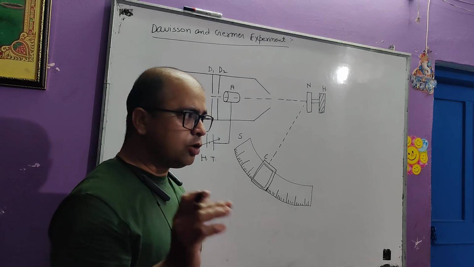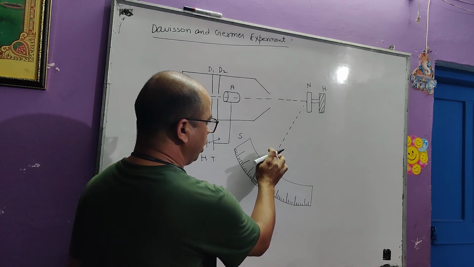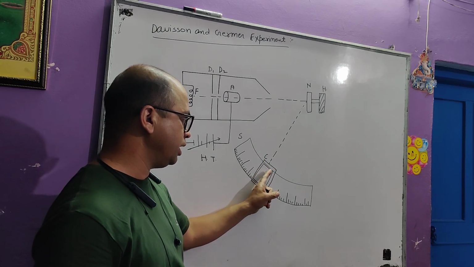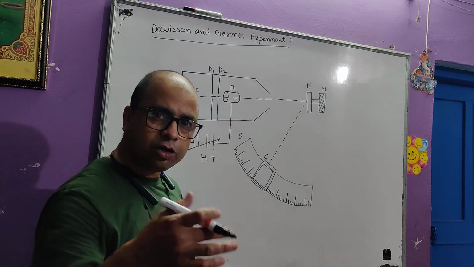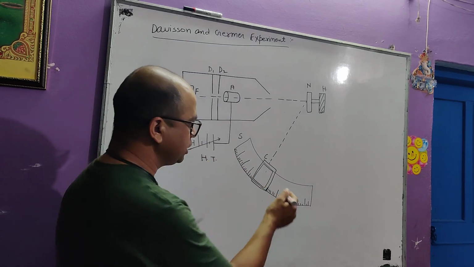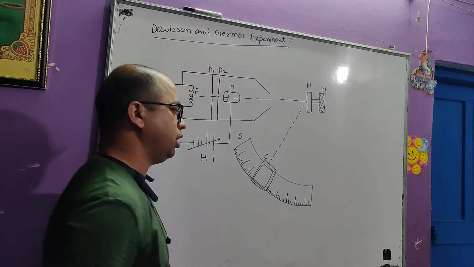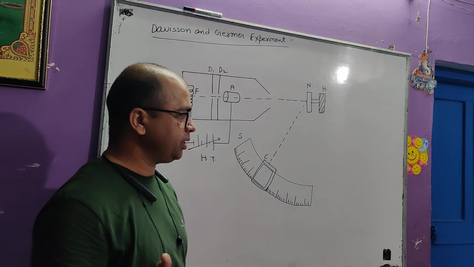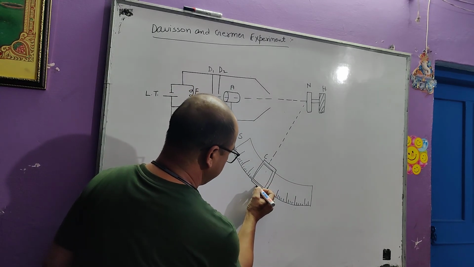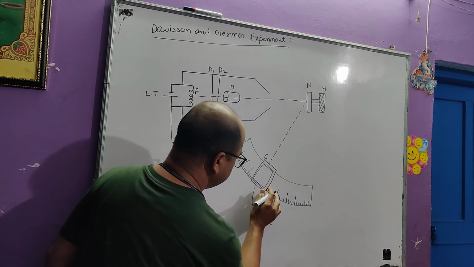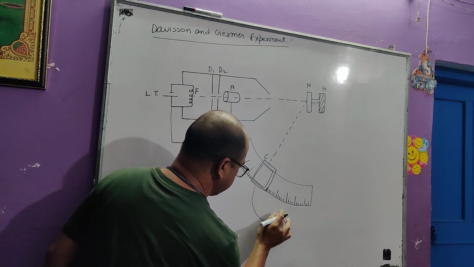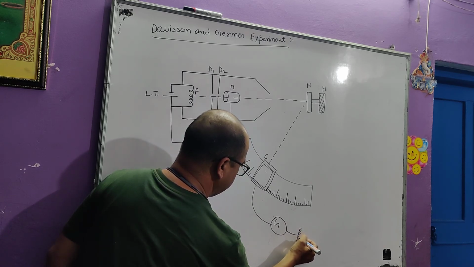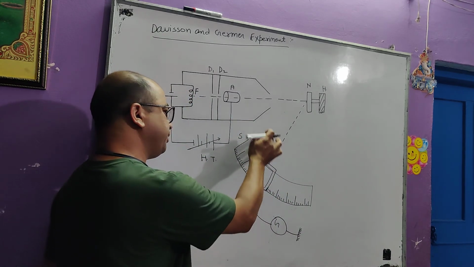A slightly negative potential is given to the outer layer of the Faraday collector. It is a metallic collector with two layers, inner and outer. A negative potential is given to the outer surface. Why is the negative potential given? I will explain later. And this Faraday collector is connected to a galvanometer, which records all the electrons collected by the Faraday collector.